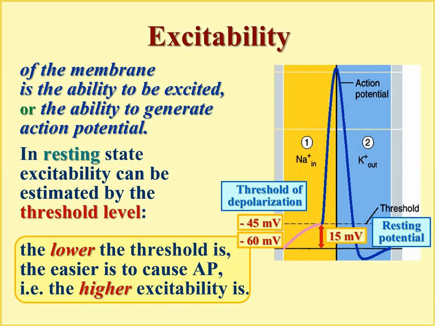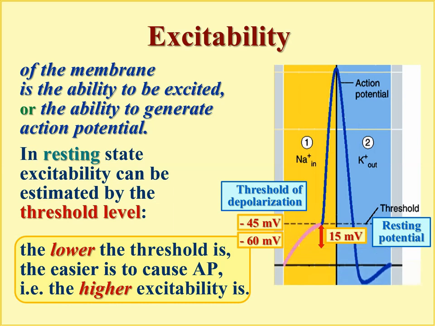And now, for this example, the difference makes 15 millivolts. So if we depolarize the membrane by 15 millivolts, the action potential develops. If we depolarize some more than 15, anyway, action potential develops, and it will have the usual size. But if depolarization does not reach this 15 millivolts, so any value less than 15, there will be no action potential at all. This depolarization will disappear without any result.